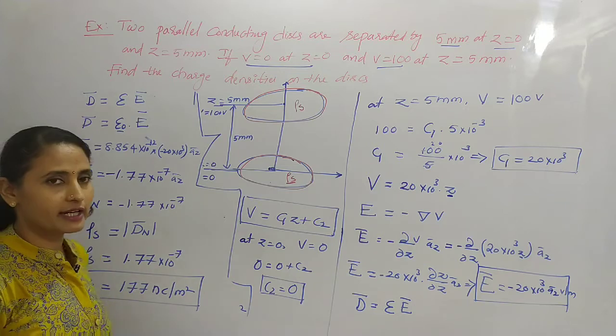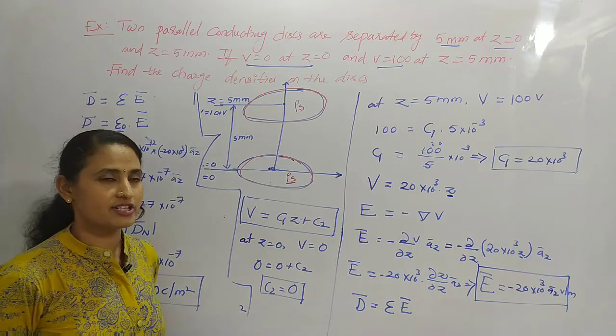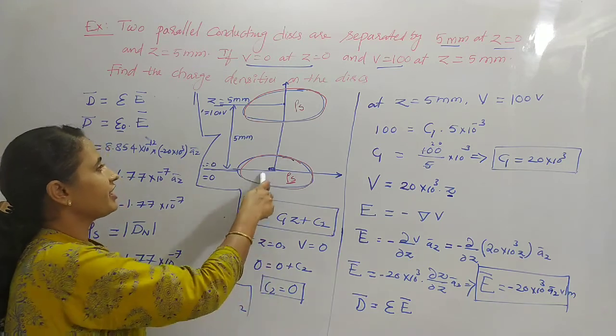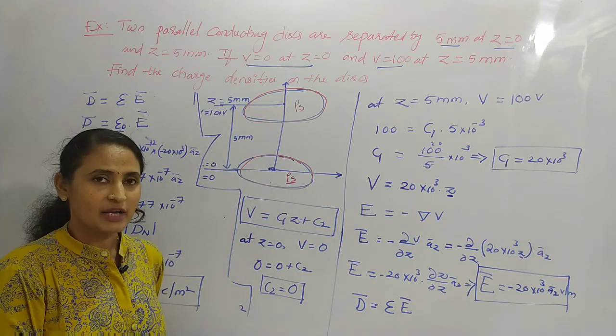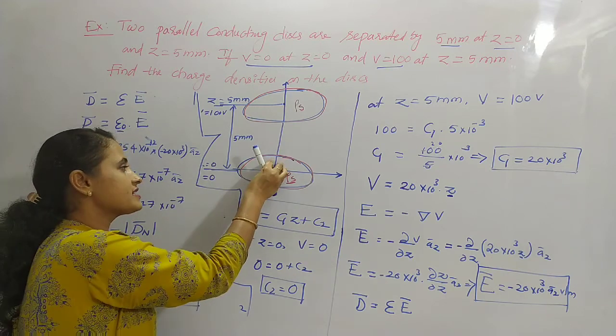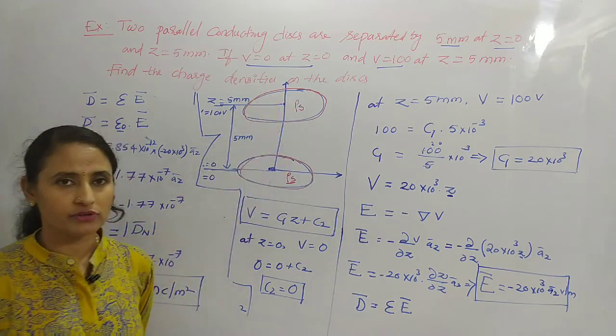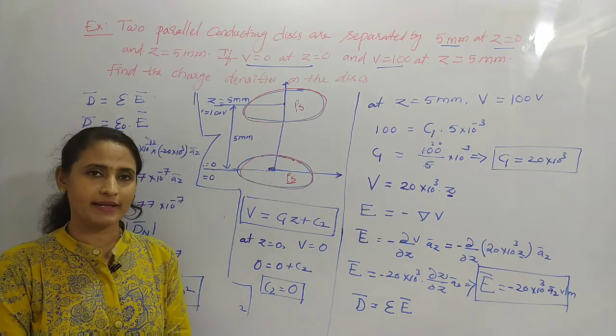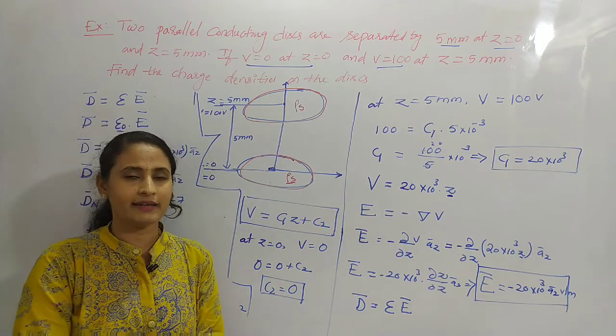This is one of the numericals on Laplace equations, where the two discs are separated by 5 mm, and we were supposed to find out the charge densities on both the discs. We will solve a few more numericals on Laplace and Poisson's equations in the next lecture.